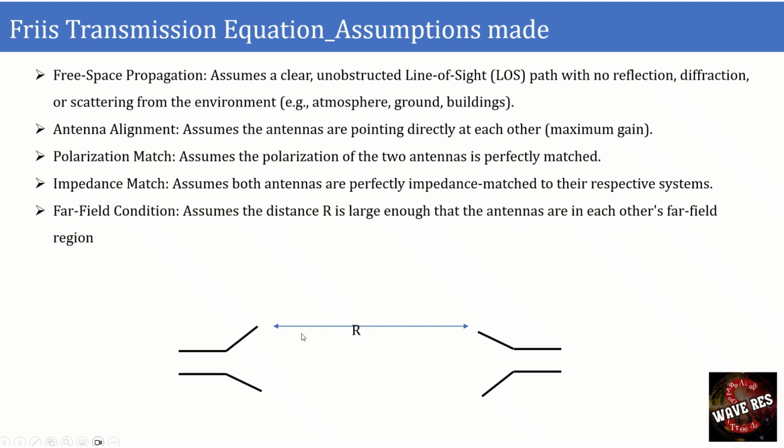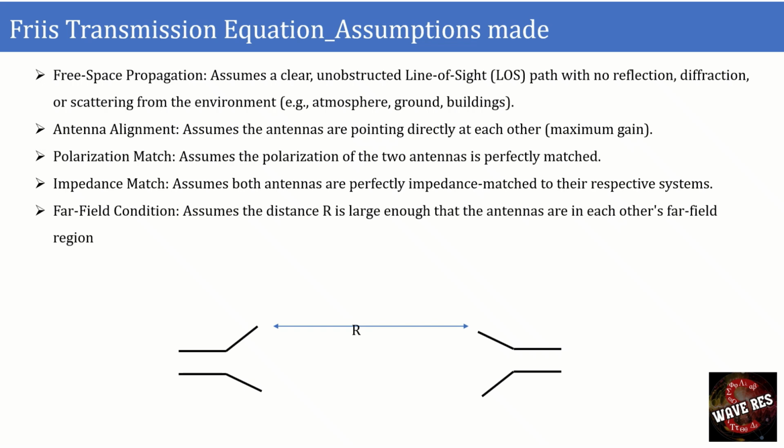Next one is polarization match. Both these antennas have the same polarization. We know that if there is polarization mismatch, there will be power loss, so in this consideration both antennas have the same polarization. It is also assumed that there is no impedance mismatch. That means whatever power is fed to the antenna is completely radiated, and there is no impedance mismatch. Next is the far field condition. The distance of separation between the transmitter and receiver is in the far field zone. These are some of the assumptions used for calculating the Friis transmission.